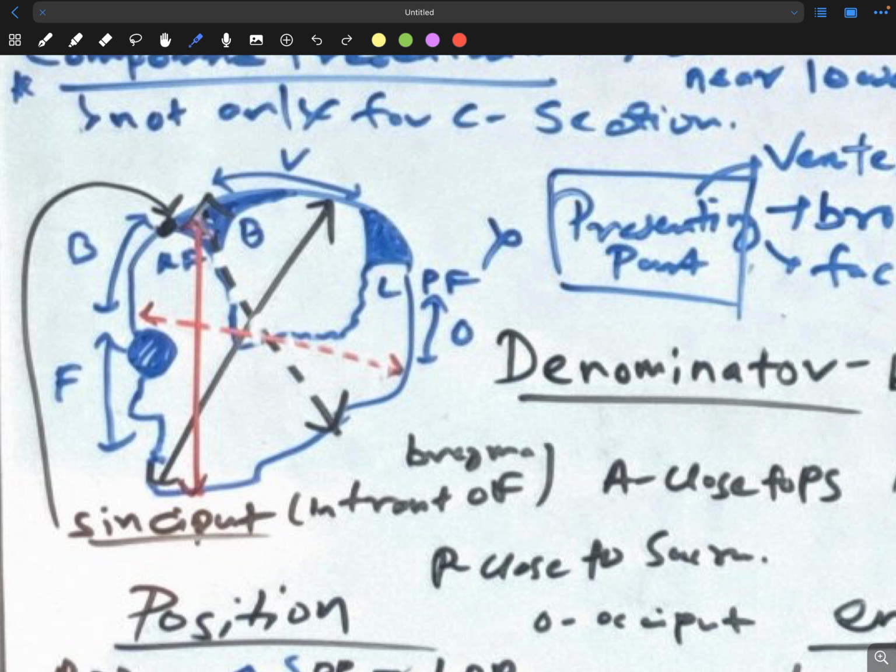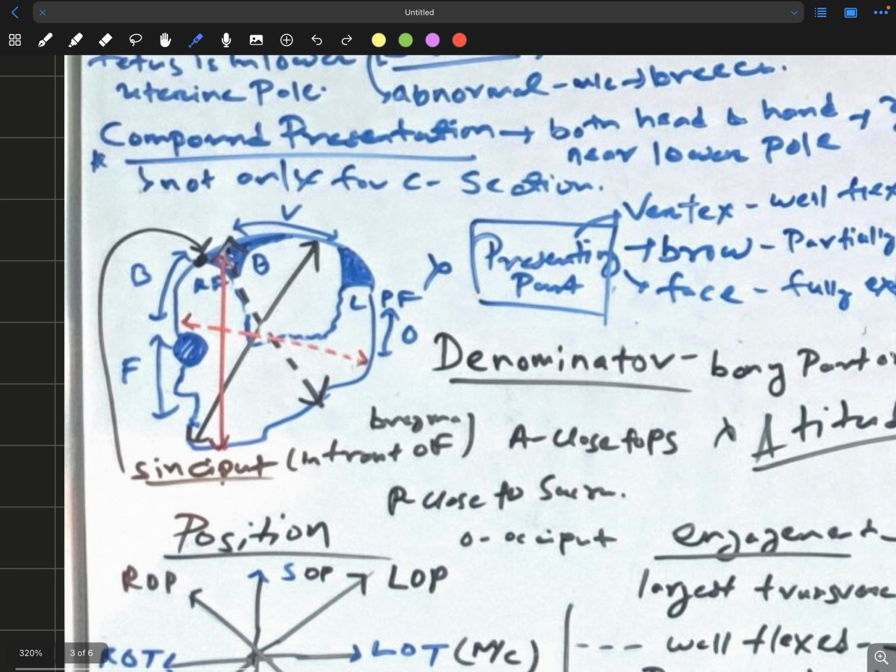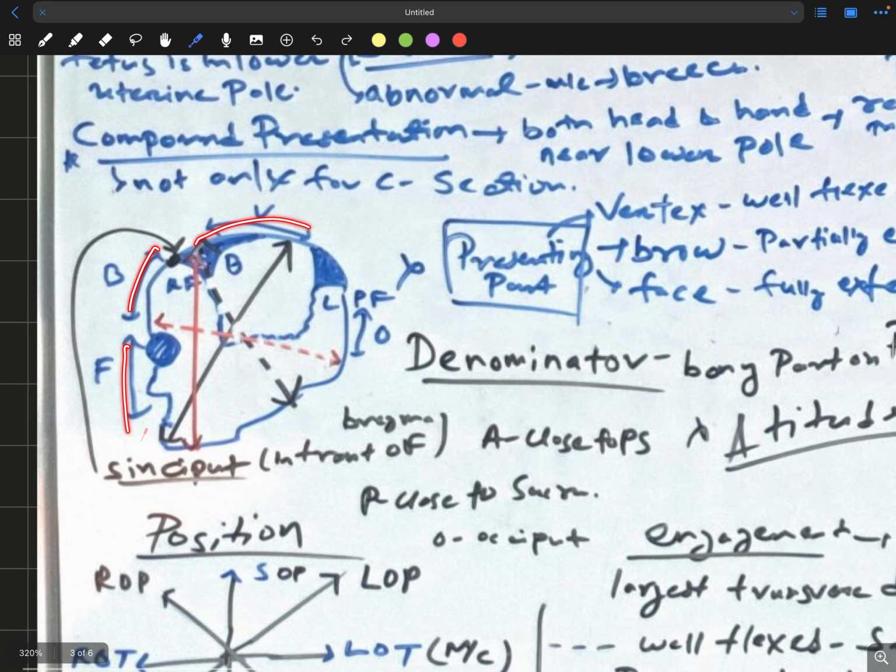Then what is brow? Brow is present between the anterior fontanelle and the orbit. This is called brow. What is face? Face is from the orbit to the mentum or mental prominence. This is the face. So we have three types of presenting part: one is vertex, one is brow, another is face. Normally we see vertex presentation; brow and face presentations are abnormal presenting parts. We see them in case of abnormal pelvis. In abnormal pelvis, we see the face and brow presentation. I will discuss that later.